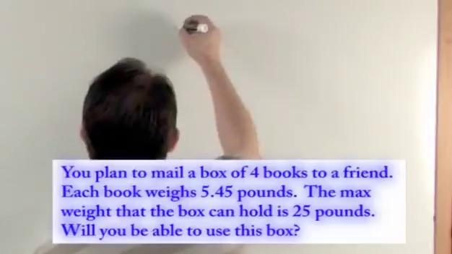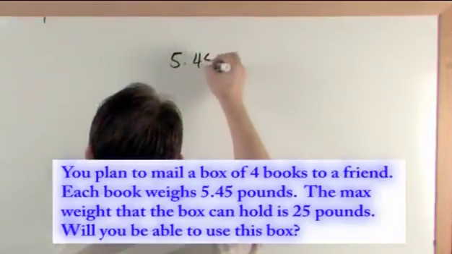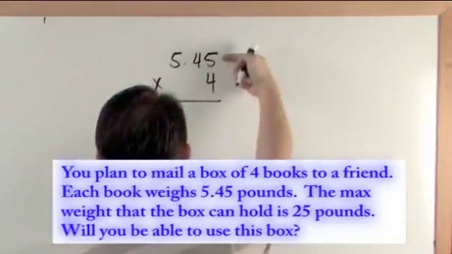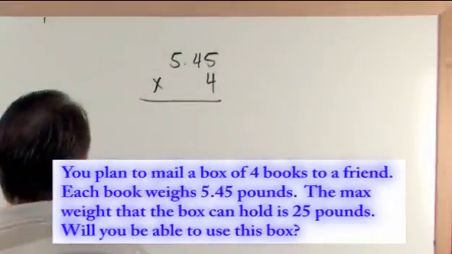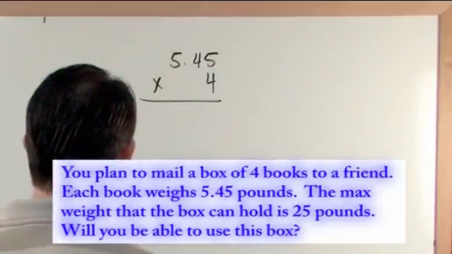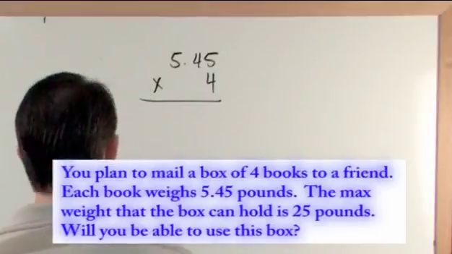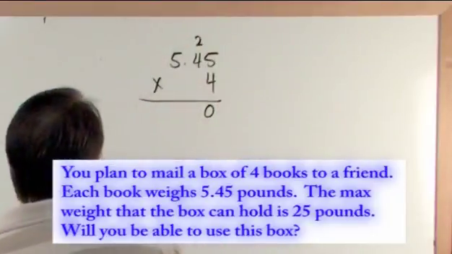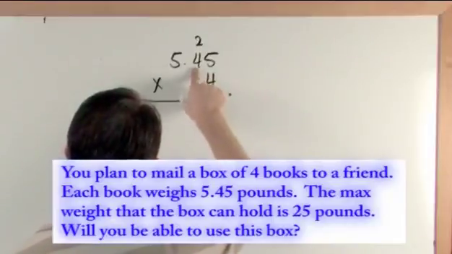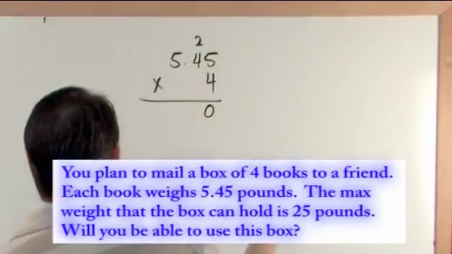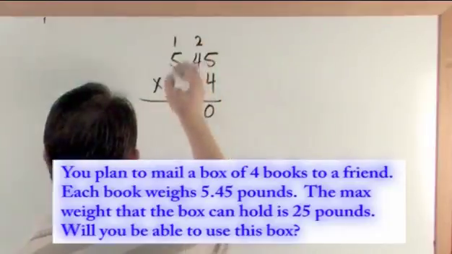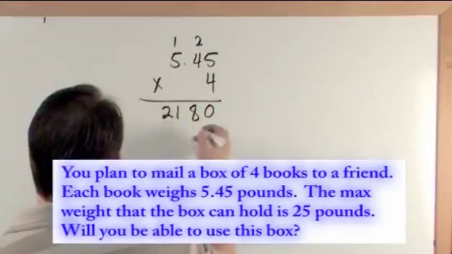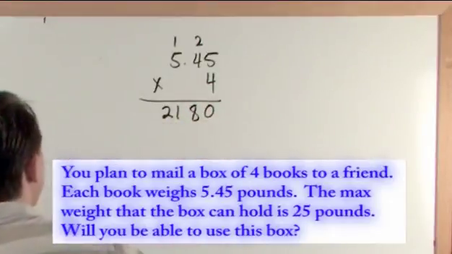So, because each book weighs 5.45 pounds, and I have 4 of them, if I multiply by 4 books, I will find out how much all of them weigh together. So 5 times 4 is 20, so I'll put a 0 and I'll carry the 2. 4 times 4 gives me 16, plus 2 is 18. So we put an 8, carry the 1. And then 5 times 4 is 20, plus 1 is 21. 2180. Got to figure out where to put the decimal.